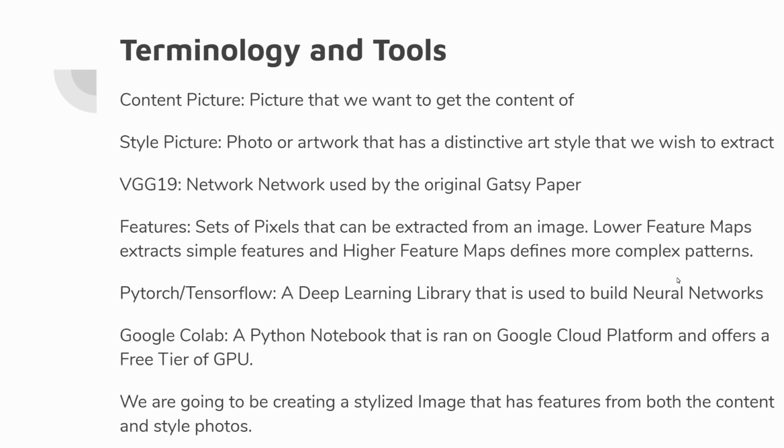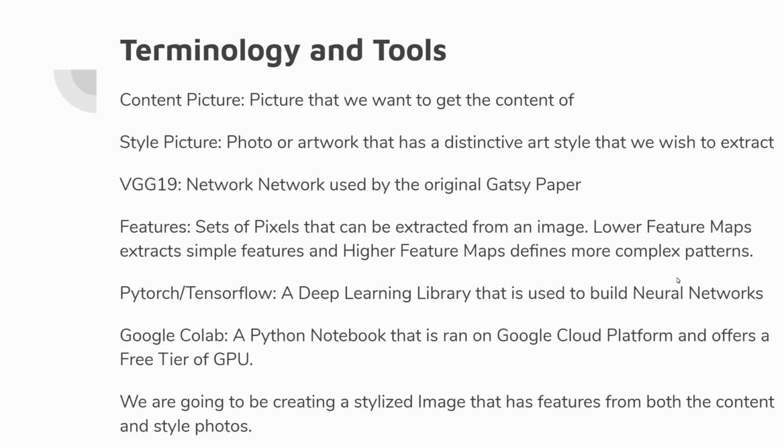So before I go on, I want to get off the ground with some terminology, some tools. So the first one is going to be the content image, and essentially that's the picture that we want to get the content of. So it could be a picture of yourself, a picture of a beautiful scenery, something that we want to apply the art style to. The style photo works best with an artwork that has a distinctive art style, so anything like Starry Night or any kind of art style that you can tell has some kind of distinct look to it.